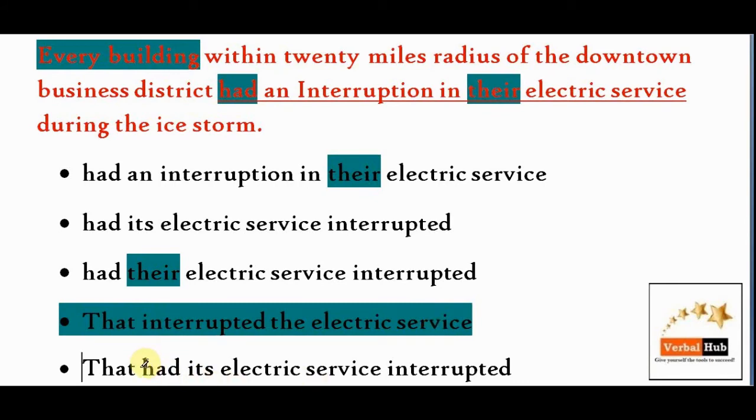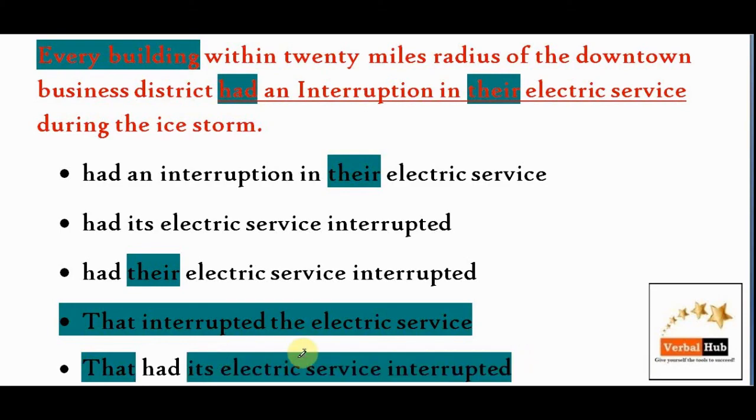Why? Because it says district that had its electric service interrupted. So there's no pronoun error, but business district had its electric service interrupted. No, actually it is talking about every building had an interruption in their electric service during the ice storm. So the pronoun that is incorrectly modifying business district and that's why it is incorrect. Option B becomes the best option.